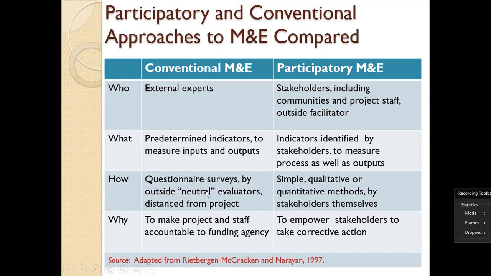How it is done: under conventional, the experts use economic models, classical ways of evaluation, questionnaires by outsiders, usually neutral evaluators, as they call them, independent evaluators, who are distant from the project, so they don't know how the project has been operating. They are here to do an evaluation and produce evidence. But under participatory evaluation, you have simple mixed methods, and it is done by the stakeholders themselves. Why is it done? To make project and staff accountable for funding. But for participatory M&E, there is some kind of empowering of stakeholders.